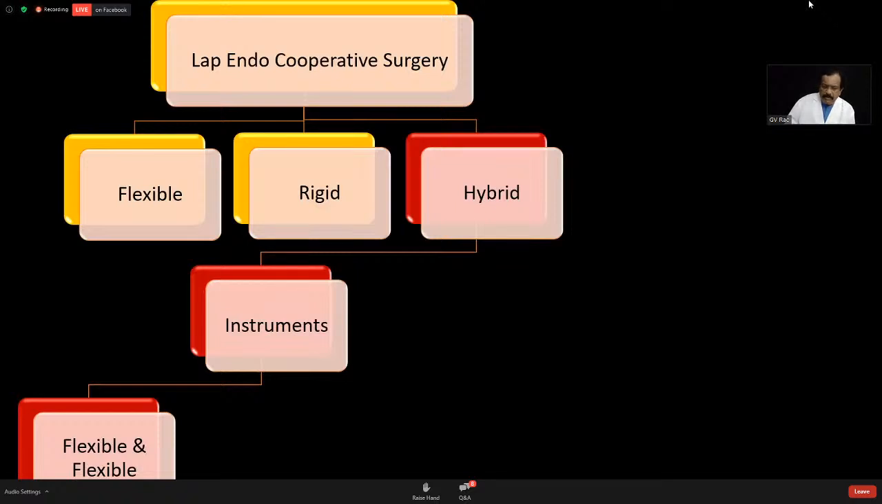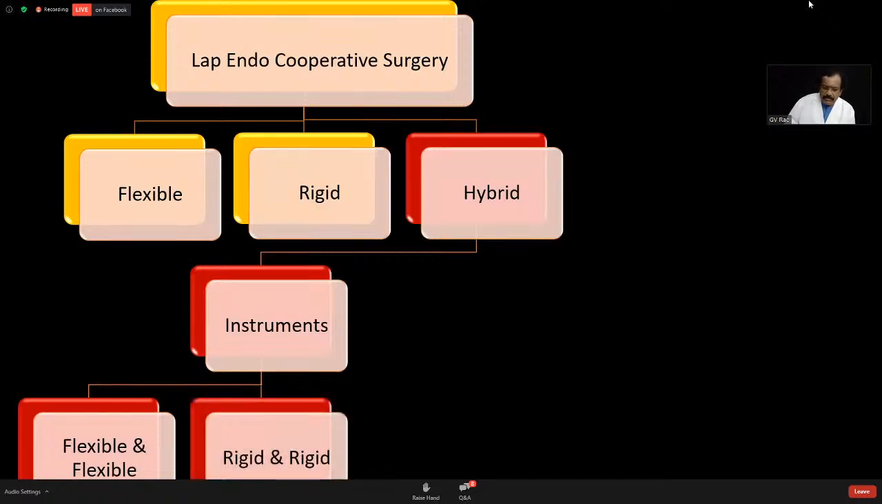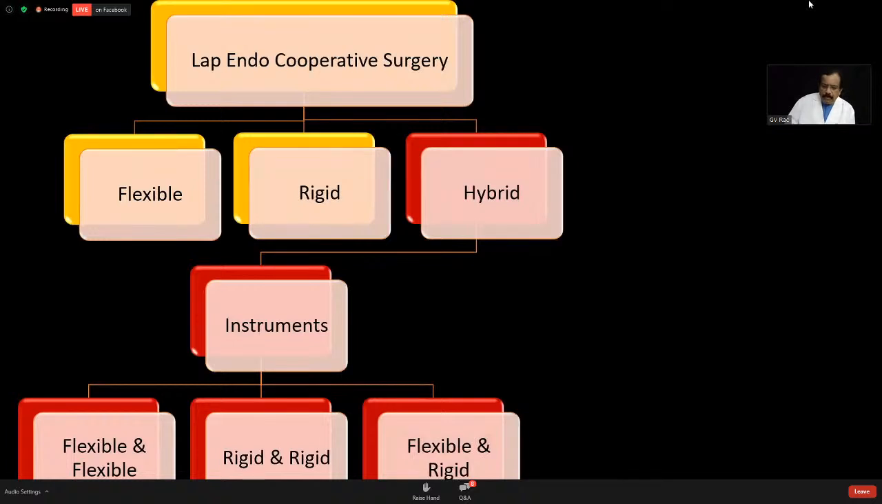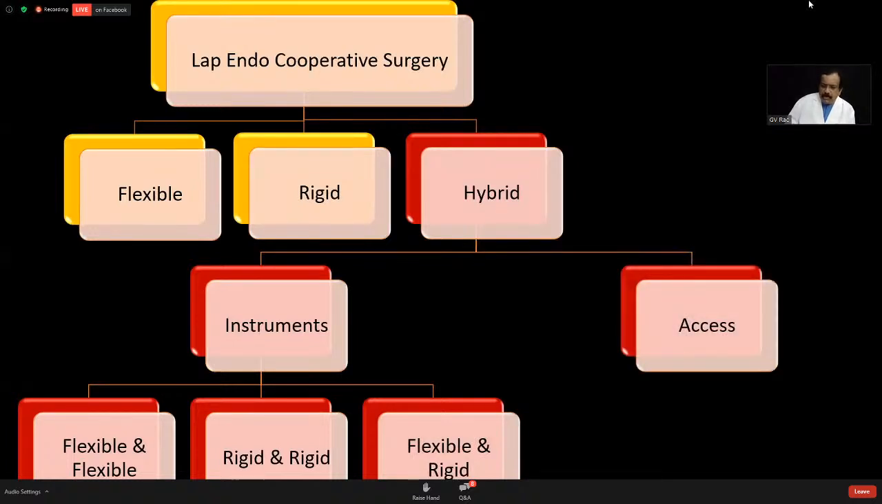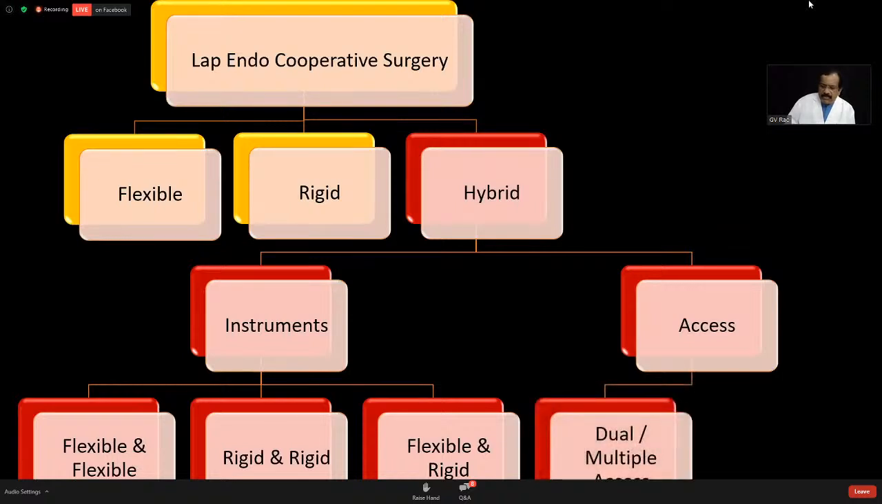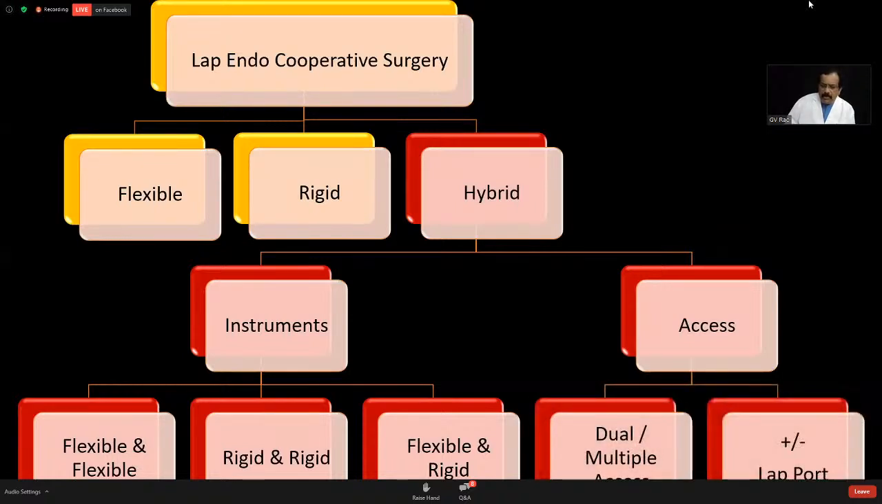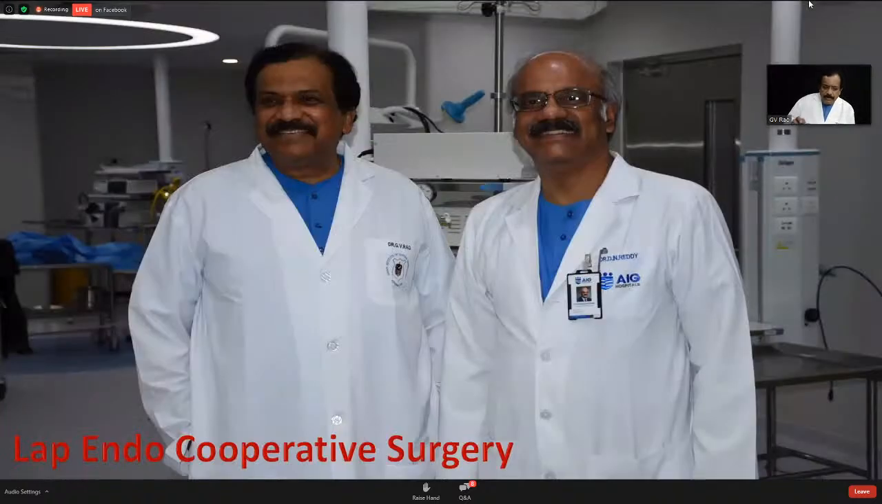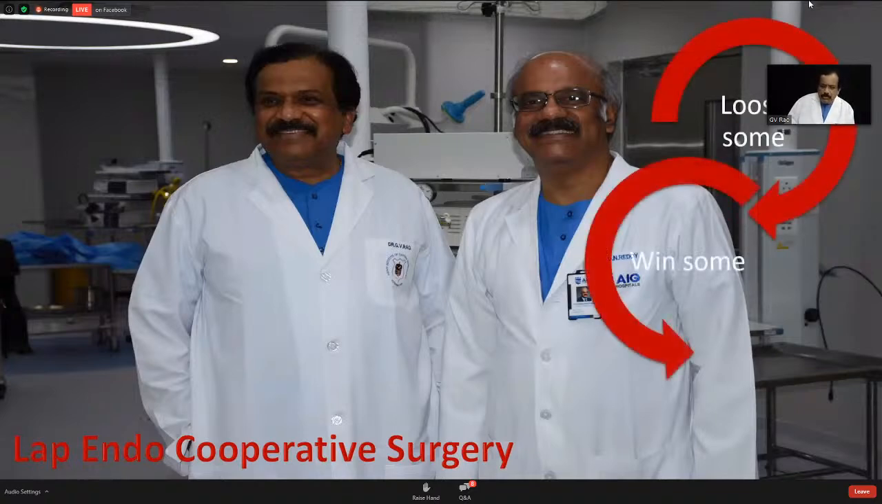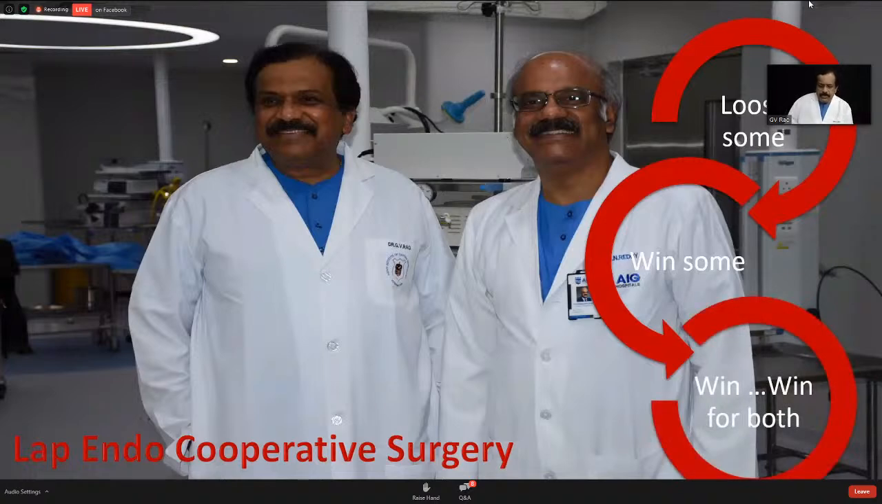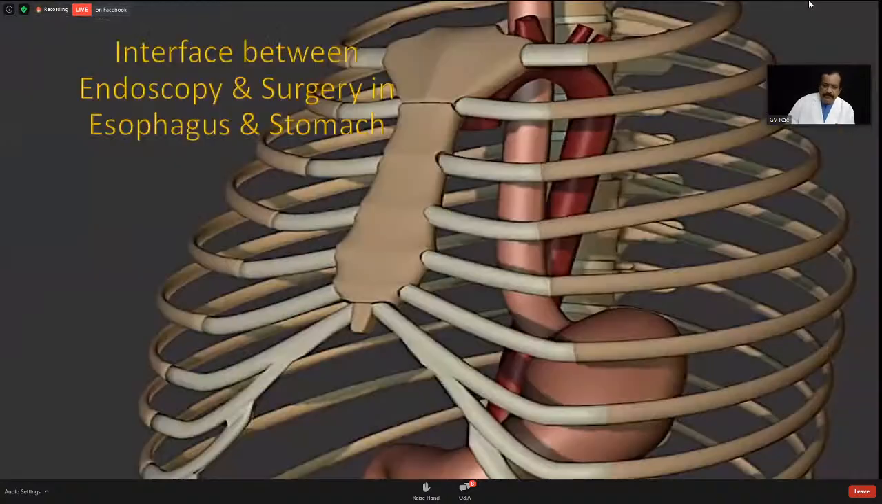It could be because of hybrid instruments, where you use a flexible instrument, or a rigid instrument, or a combination of rigid and flexible instruments. Or it could be a hybrid access, where you have dual or multiple access, with an endoscopic access and a laparoscopic port. All these constitute some sort of laparoscopic endoscopic cooperative surgery. This is a cooperation between endoscopists and laparoscopic surgeons. It's a win-win situation, not where you lose some and win some, but ultimately a win-win for both the physician, the endoscopist, and the surgical community.